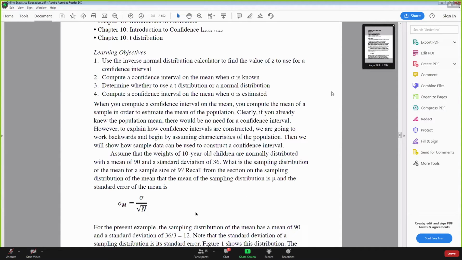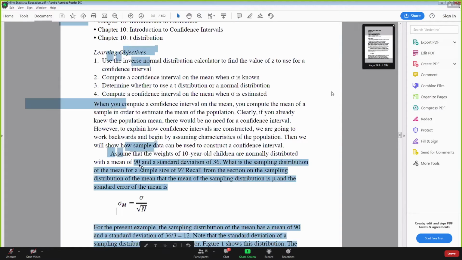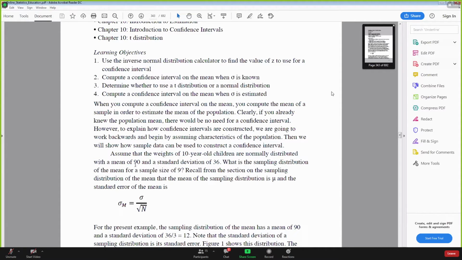Now let's start from an example. Imagine you have weights of 10-year-old children. The weights are normally distributed with a mean of 90, probably in pounds, and a standard deviation of 36. Let's just stick with the numbers, 90 and 36. Now, what is the sampling distribution of the mean of a sample size of 9?